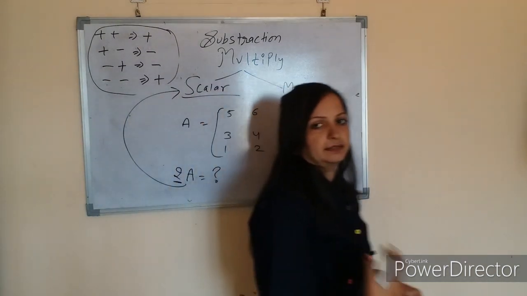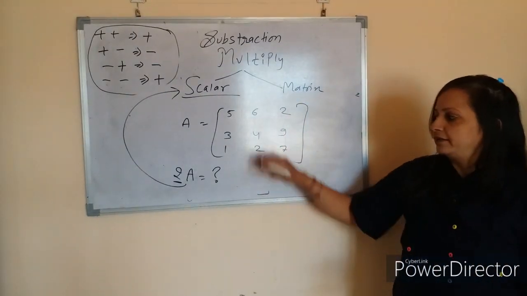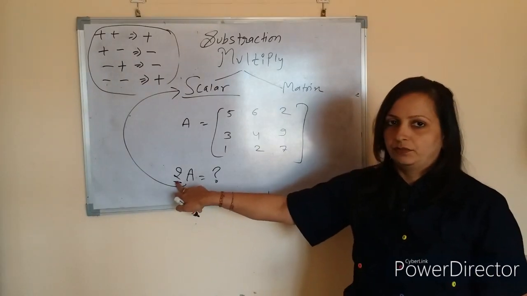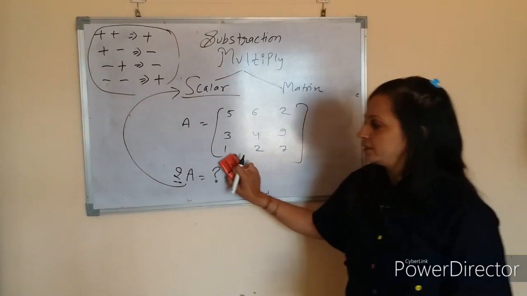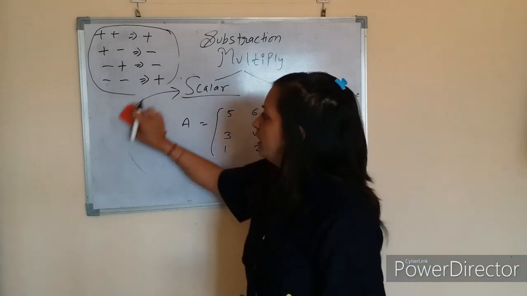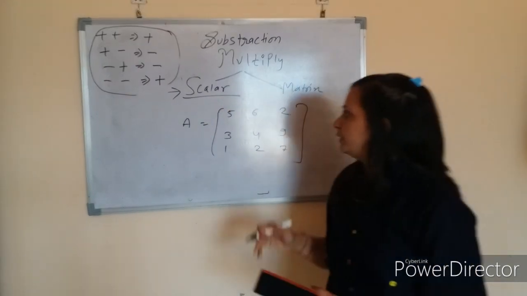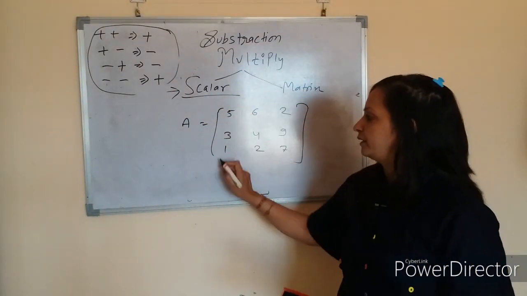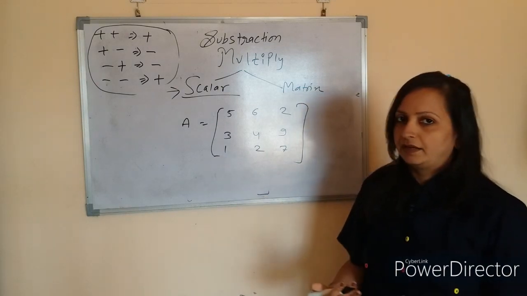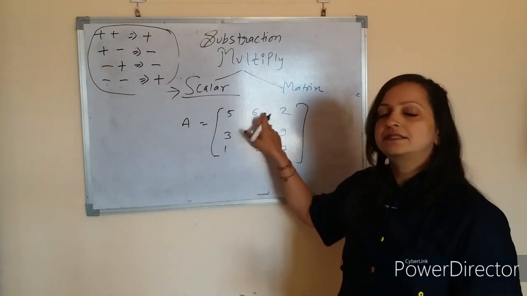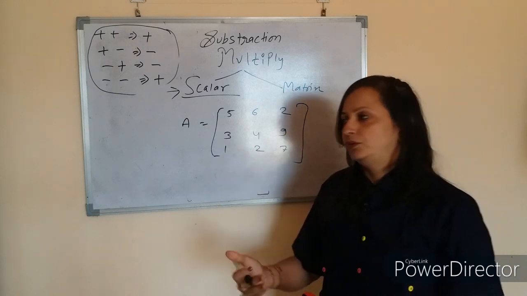That's why this multiplication is called scalar multiplication, because we are here multiplying the complete matrix with the number only. Okay, so this type of multiplication is called scalar multiplication. And how can we do it? Very simple. If I have to multiply this matrix with 2, so what do I have to do?